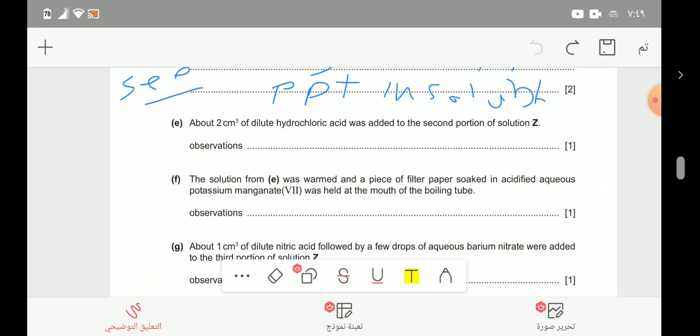About 2 centimeter cubed of dilute hydrochloric acid was added to the second portion of Z. Also, observation here.